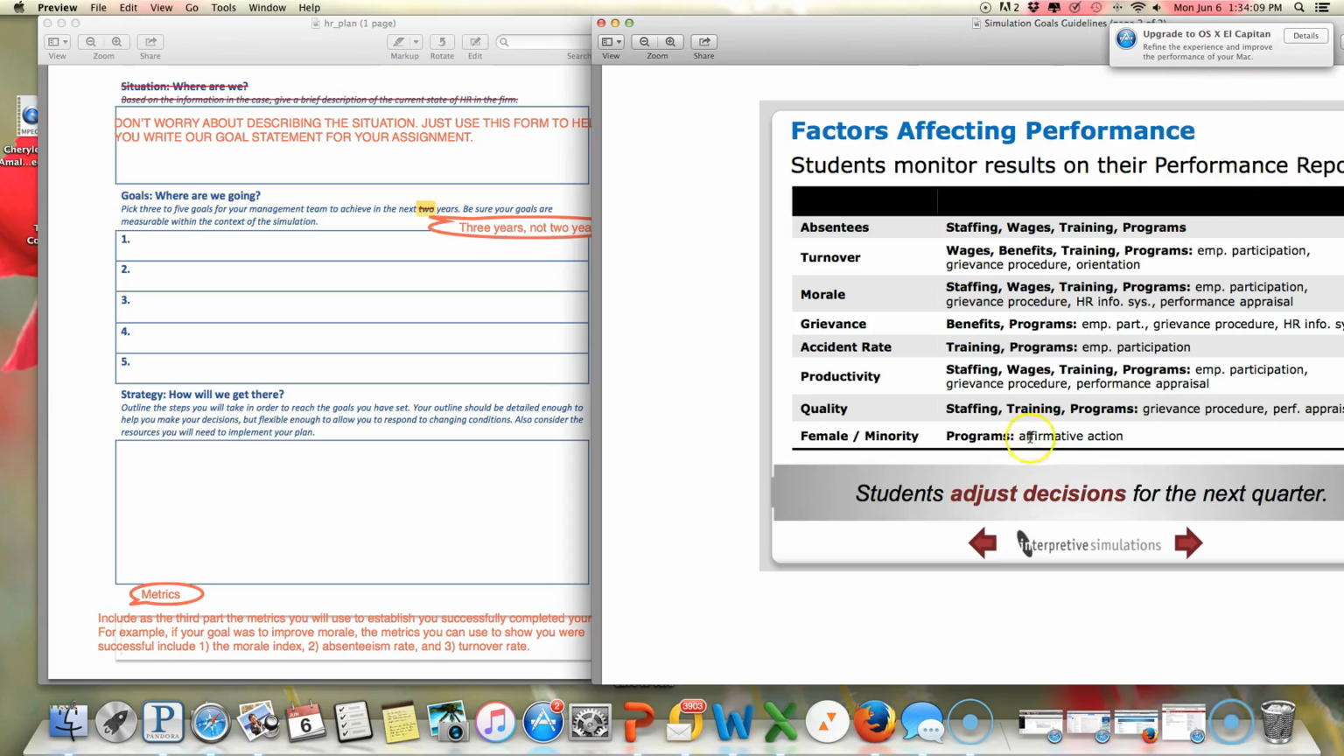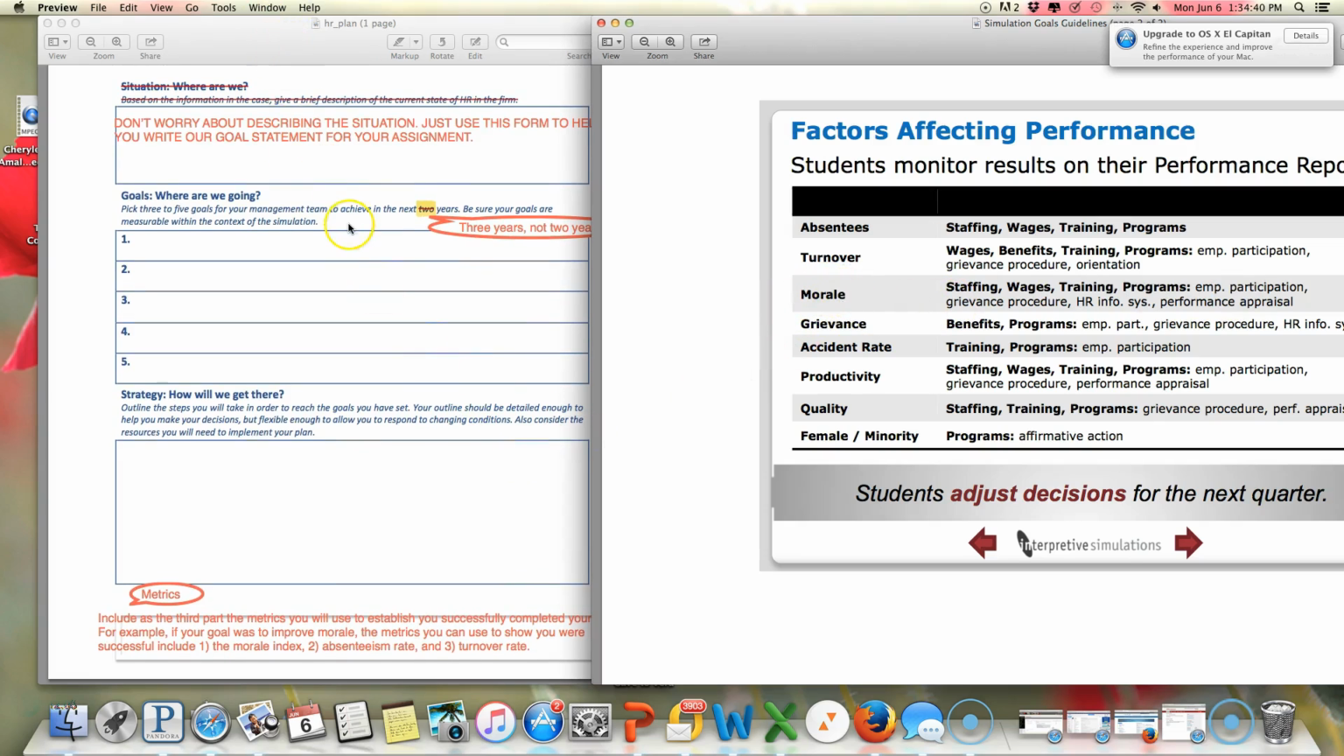Our next goal would be diversity. And so we can say we're going to set higher targets for hiring every quarter, and we're also going to implement an affirmative action program, as you can see here. Our last goal was to improve morale. Morale can be done by a whole host of different programs, so you can pick and choose the kinds of programs that you want to use to have an impact on morale here.